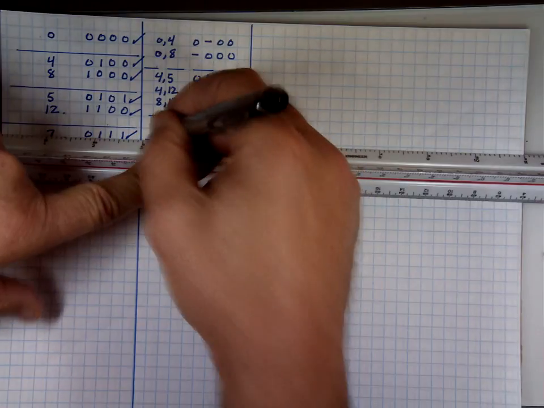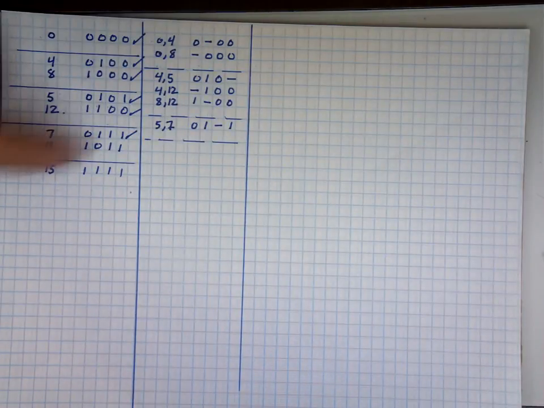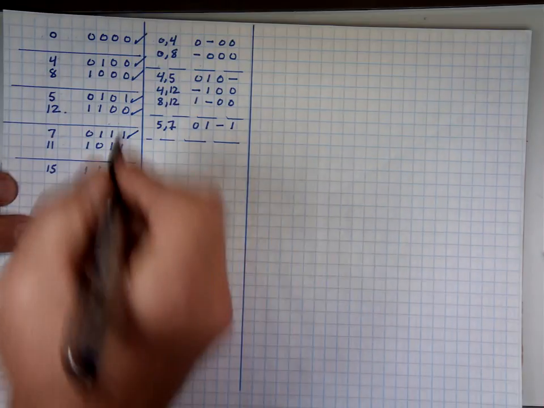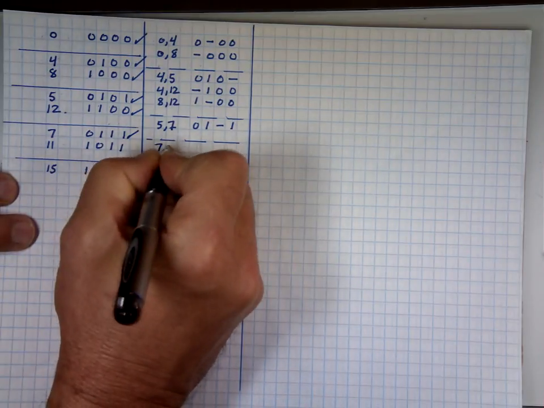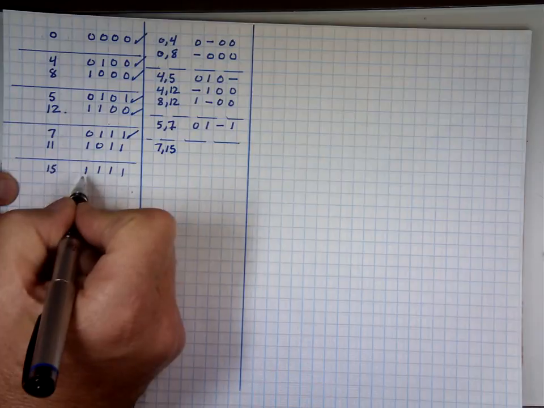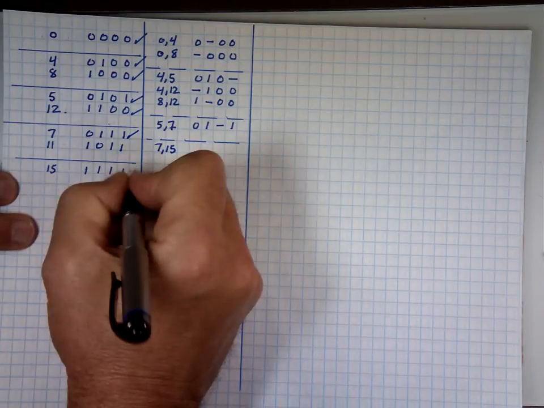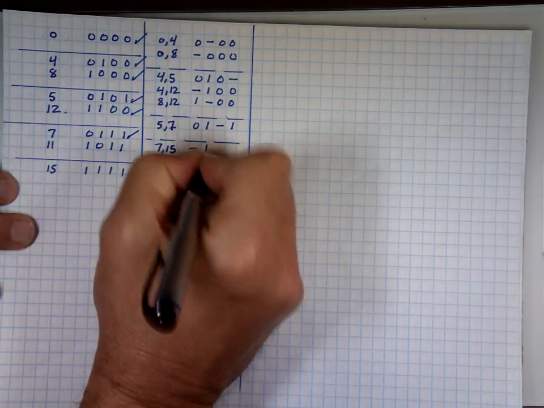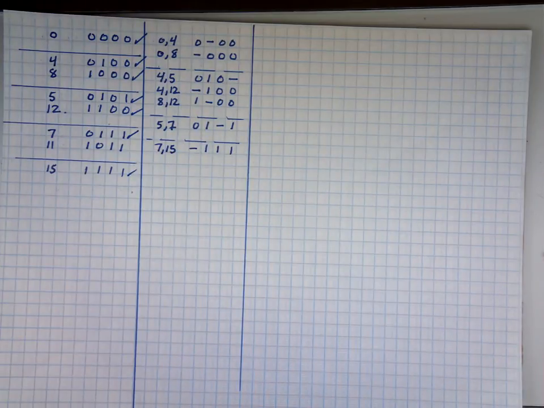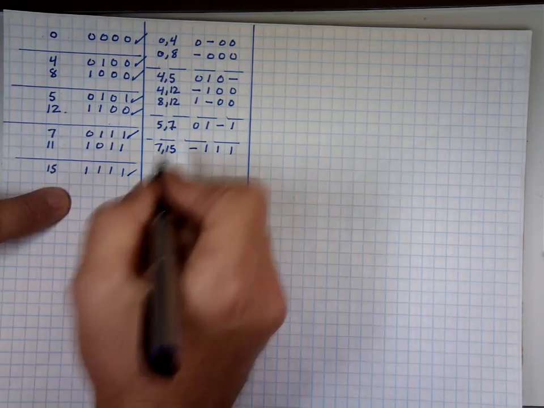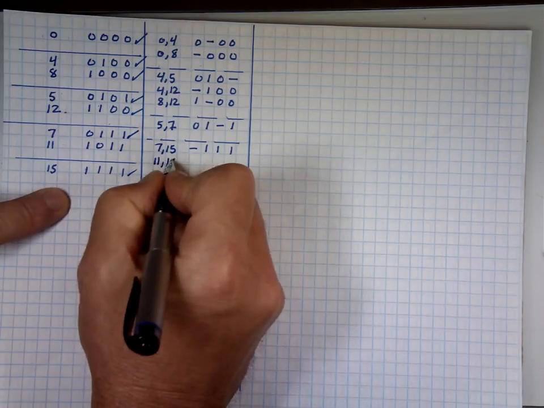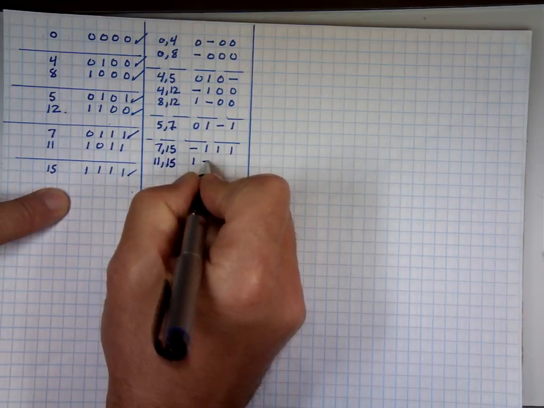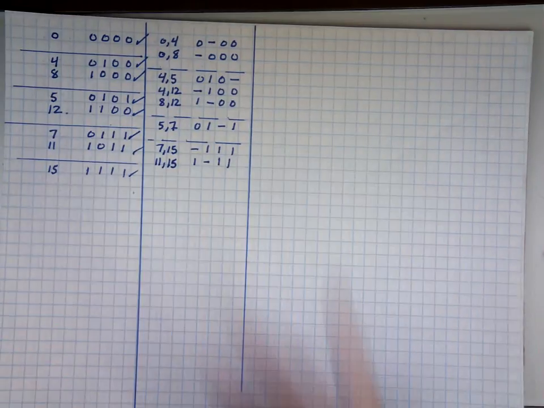That group is done. Next is the last group right here, 7 and 15. And that'll be what? Dash 1, 1, 1. Put a check mark next to 15. 11 and 15: 1 dash 1, 1. Check mark. I got a check mark next to each one on this side. I'm good with it. I'm not done with the check marks now.